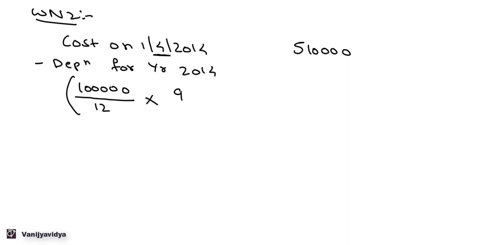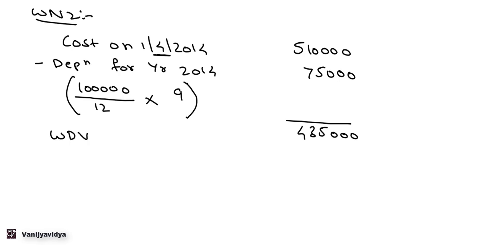So the depreciation for 9 months will be 1 lakh divided by 12 into 9, that comes to 75,000. So 5,10,000 minus 75,000 will give you 4,35,000. This 4,35,000 is known as written down value on 31st December 2014, or balance in the asset as on 31st December 2014.